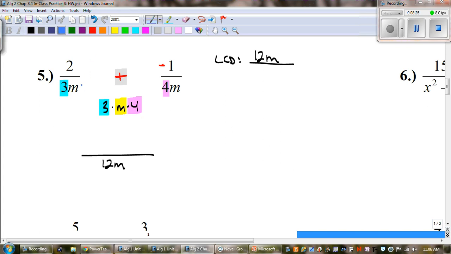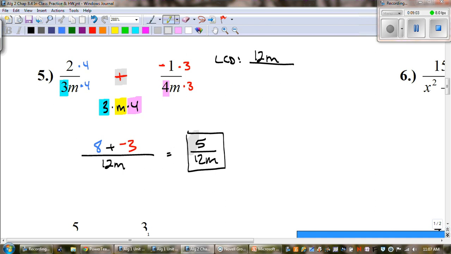To get to the 12, our first fraction, I need to multiply by 4. And 2 times 4 is 8. Our second fraction, we're adding that now, I need to multiply by 3. So that turns to be a negative 3. And now we have 8 plus negative 3, which is 5. And the denominator stays the same. So can we do anything to that? No, we can't. So that's our final answer.